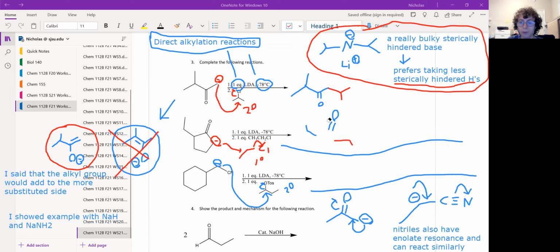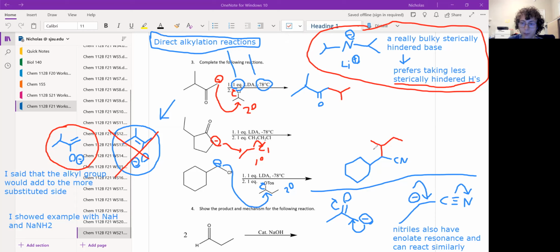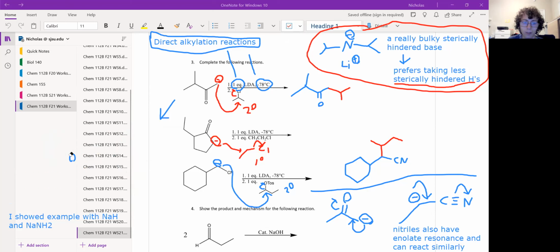Actually, I am just going to erase this top one so it doesn't look as crowded. So in the end, we add this alpha to the nitrile, and that's the product. And I'm going to put some stuff in the bottom left here.